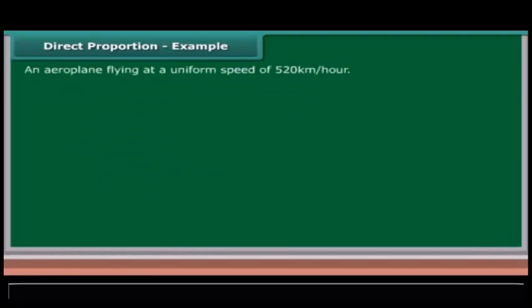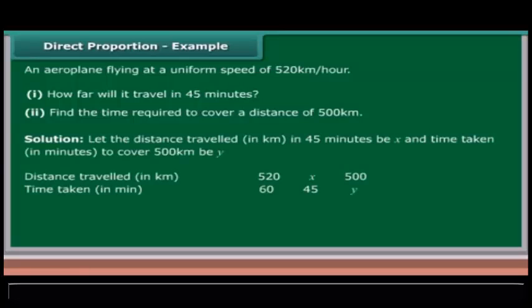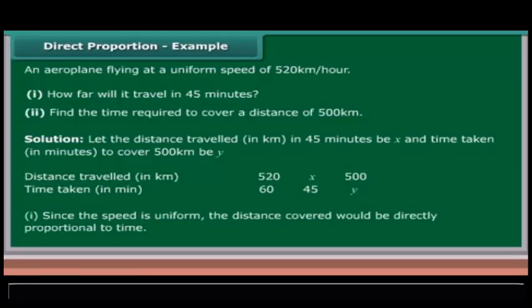Example. An airplane is flying at a uniform speed of 520 km per hour. How far will it travel in 45 minutes? Also find the time required to cover a distance of 500 kilometers. Solution. Let the distance traveled in kilometers in 45 minutes be x and the time taken in minutes to cover 500 kilometers be y. Since the speed is uniform, the distance covered would be directly proportional to time.